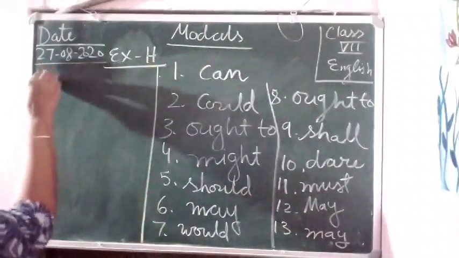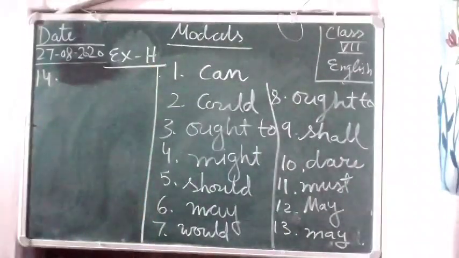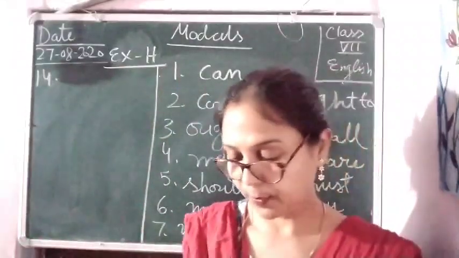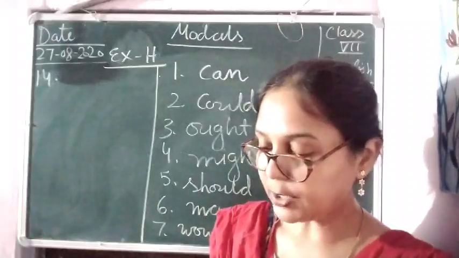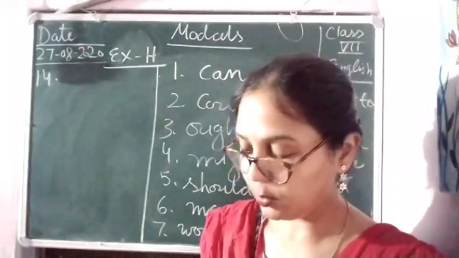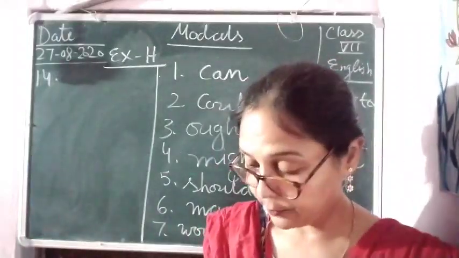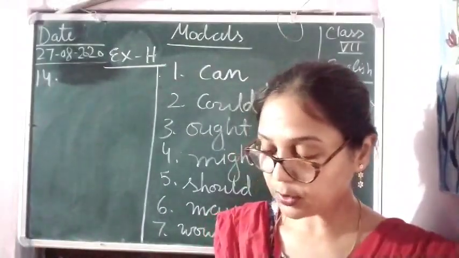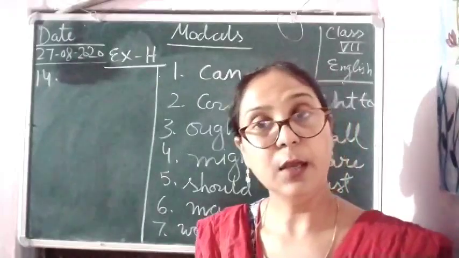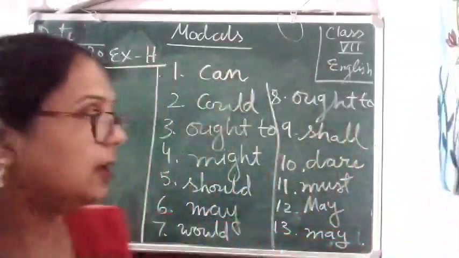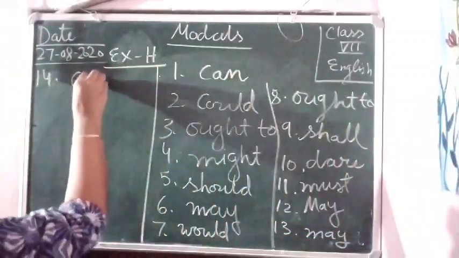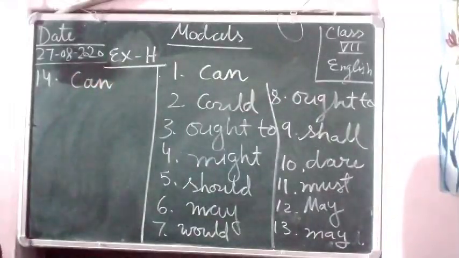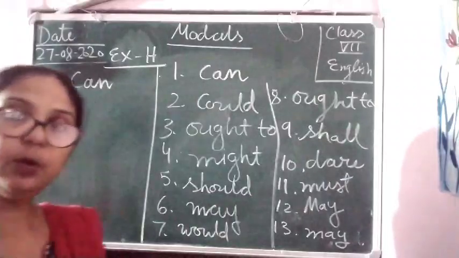Now number 14 I am writing over here. Madam dash we submit our forms tomorrow. The modals given are could and can. So what are we supposed to use? We are going to use can. So we will write in number 14 can. So this will become: Madam, can we submit our forms tomorrow?